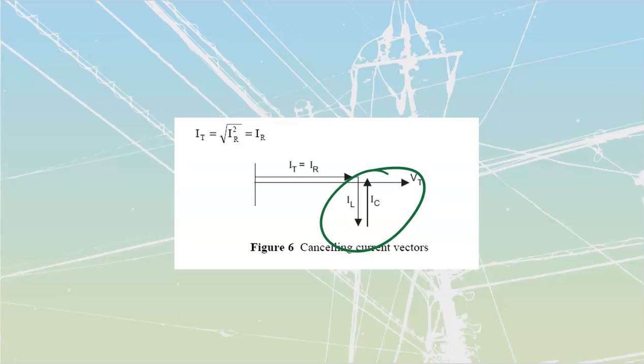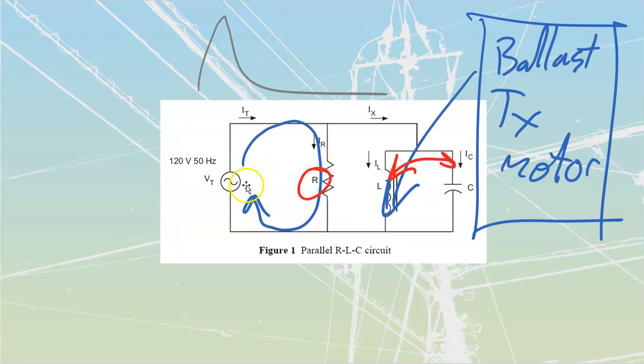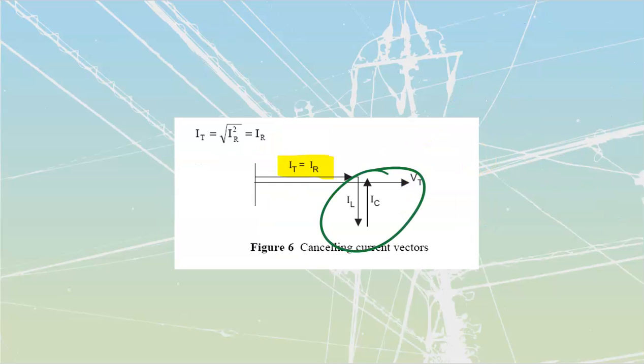Okay, going back to what we had over here, my total amount of current when I reach parallel resonance is simply going to be my resistive current. It is the only current that we are going to see out of our system. IT is going to be equal to IR. We saw that over here, right? My total amount of current is only the resistive current because these two are just passing current back and forth between the two of them.